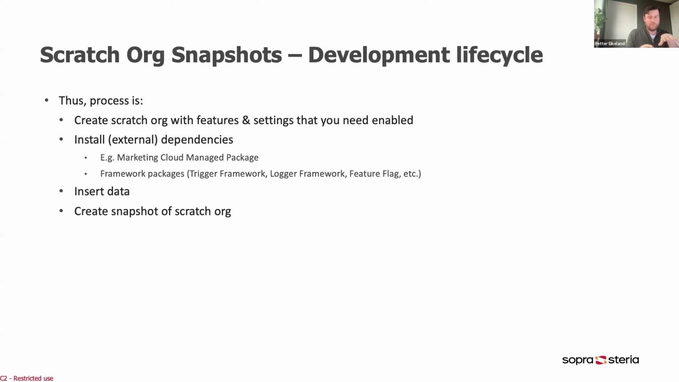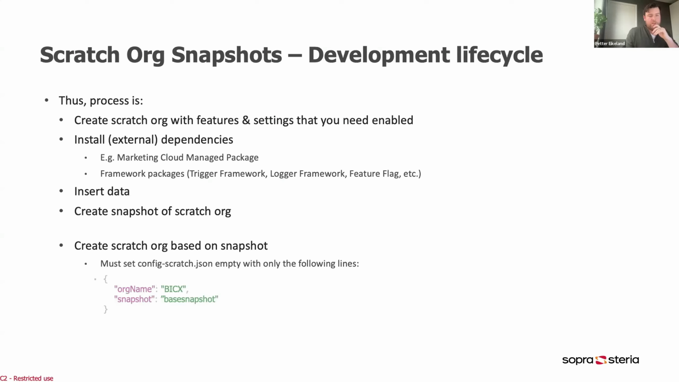You create an image of that Scratch org. So that means that all your other Scratch orgs you're going to create, if you refer to that snapshot, those features and settings and those AppExchange or external packages and data will always be available in your next Scratch orgs that you create from this snapshot. So you basically just refer to that snapshot when creating the next Scratch org, and everything then will be pre-installed.